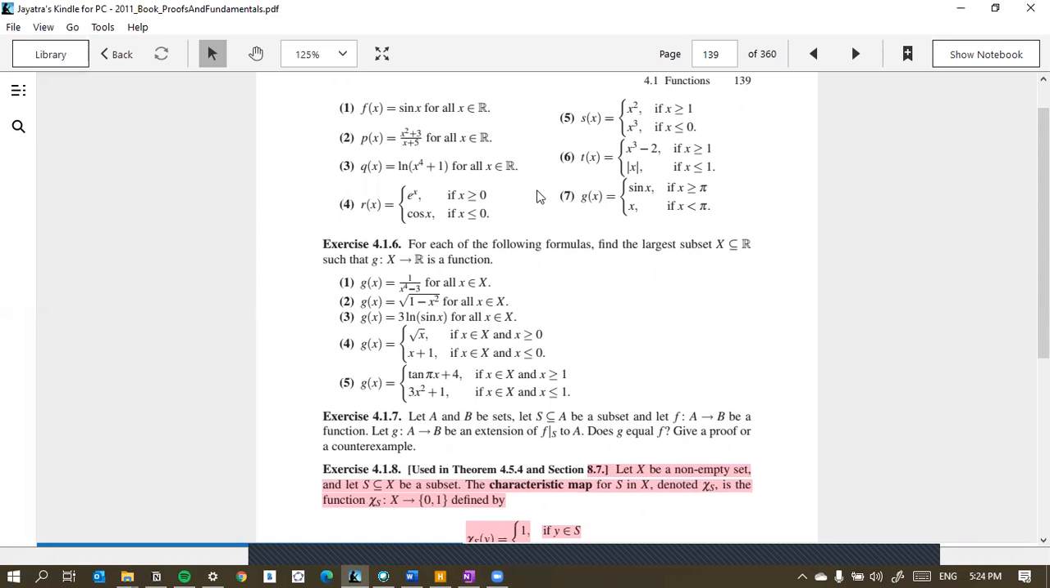I think you can do the rest. Let's just do g of x for fun, number 7. So g of x is equal to sine of x if x is greater than or equal to pi, and g of x is equal to x if x is less than pi. Do we have a problem with this function?